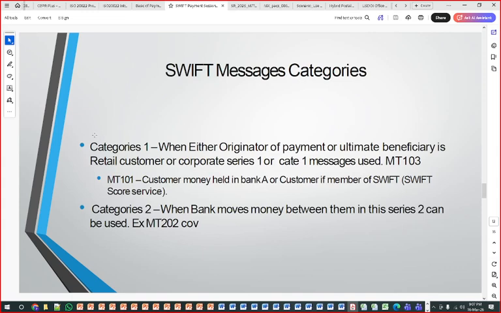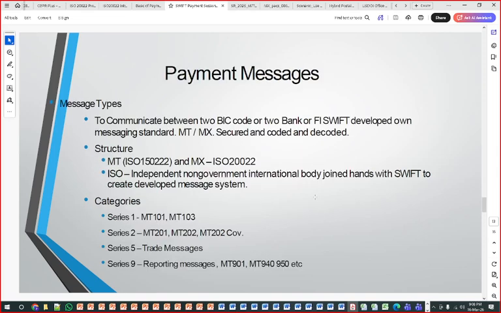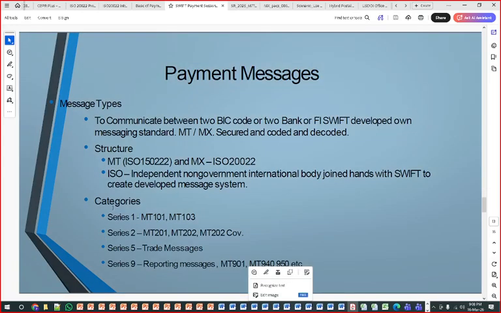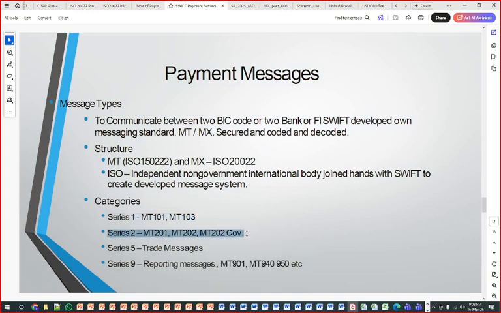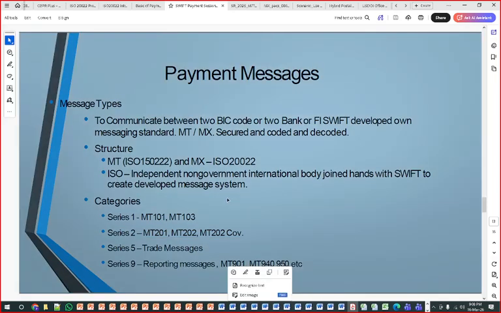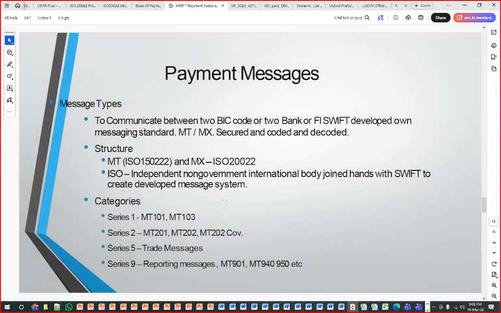As I told you, we are going to thoroughly cover category 1 messages, category 2 and category 9. In category 1 messages we are going to work on MT101, 102, 103, MT103 STP payment. These are customer to customer payments. Then we are working on bank to bank payments as well. Here 199, 195, 190, there are so many messages.